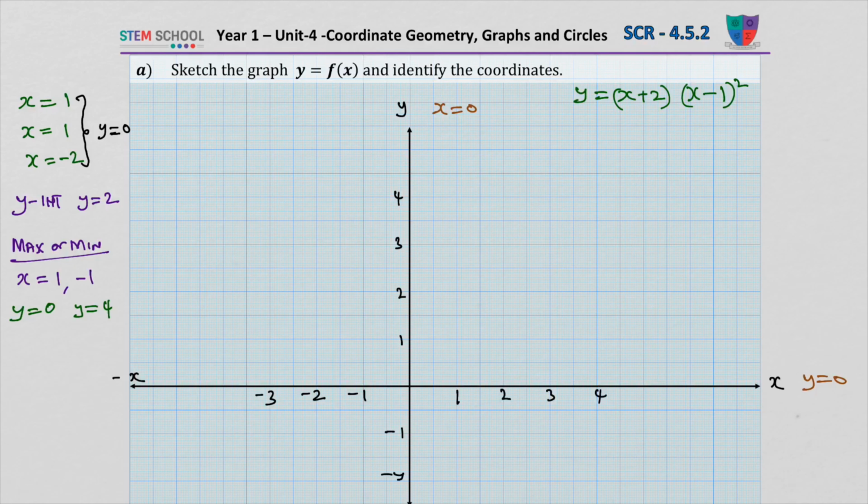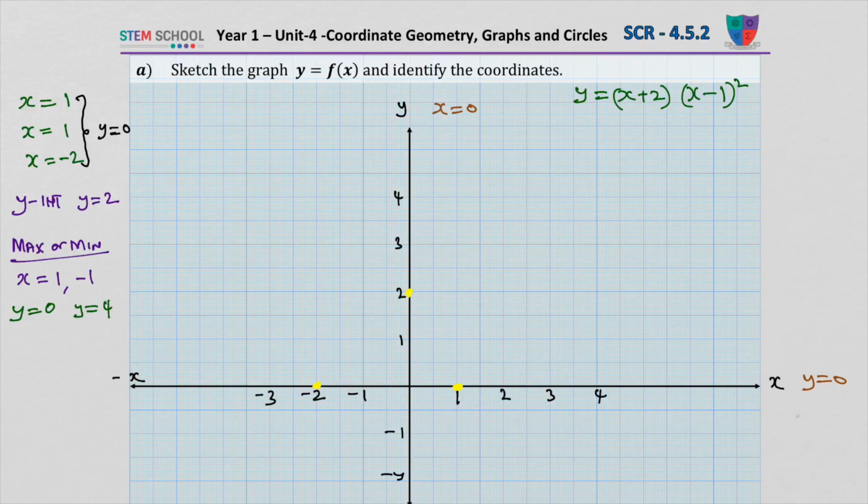Now we can plot these values. When x is 1, y is 0. That's 1 point. Again, another point, so we've got equal roots there. x is minus 2 when y is 0. So that's another root here. Then the next one is the y-intercept. When x is 0, y is 2.